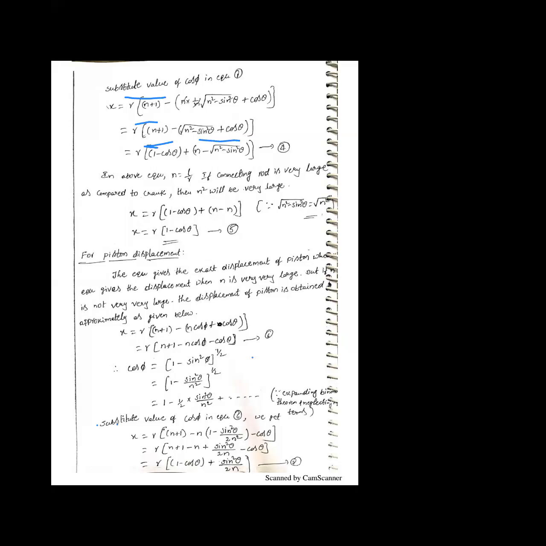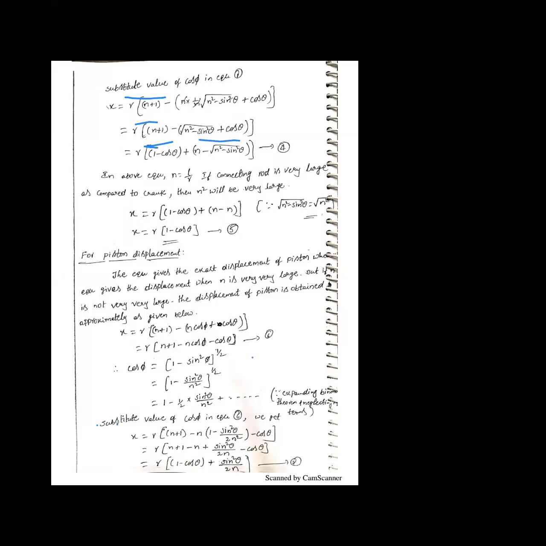x equals r into 1 minus cos theta plus n minus n. That means the sine theta term is neglected here. When they are neglecting it, the equation simply takes the theta term as neglected. So this is neglected here.